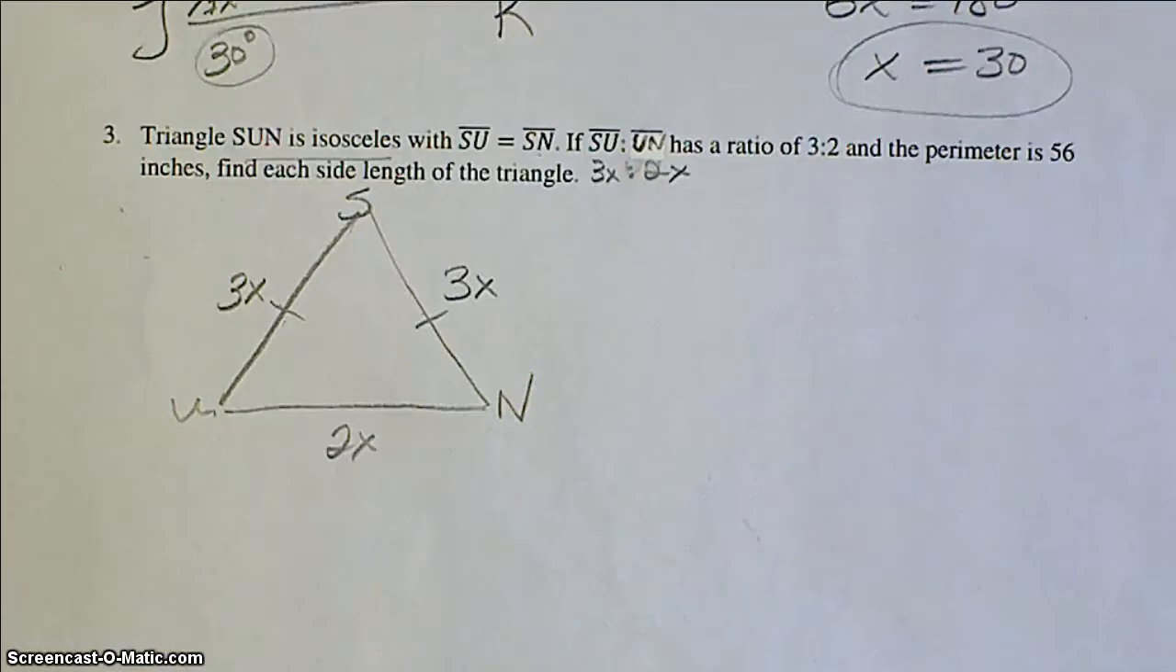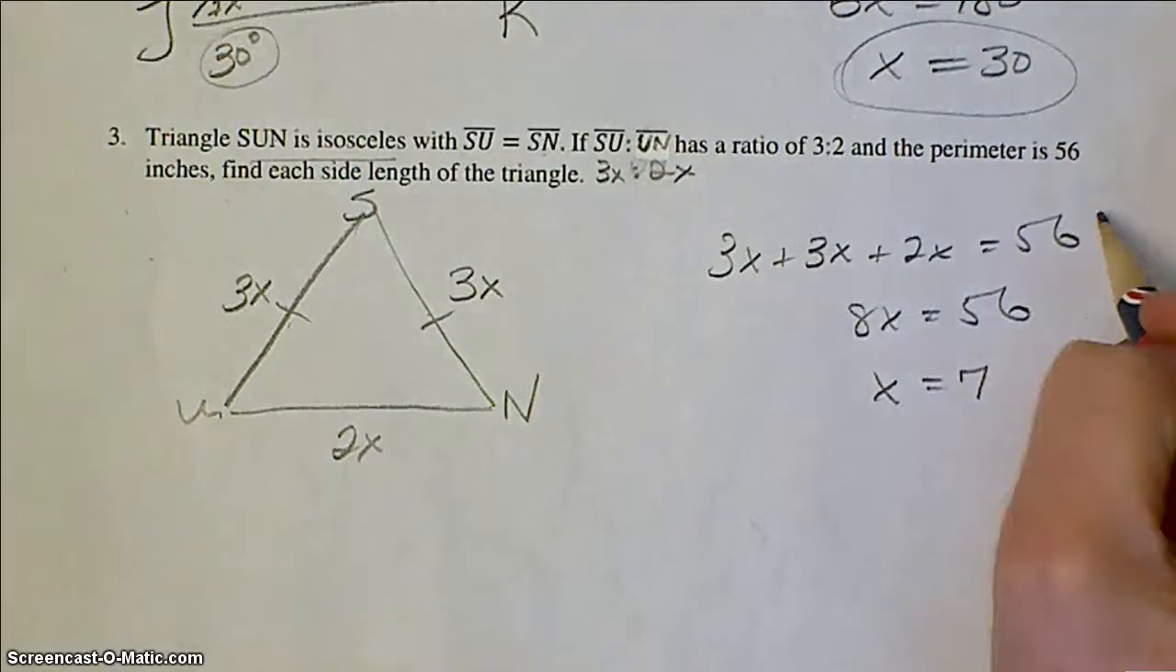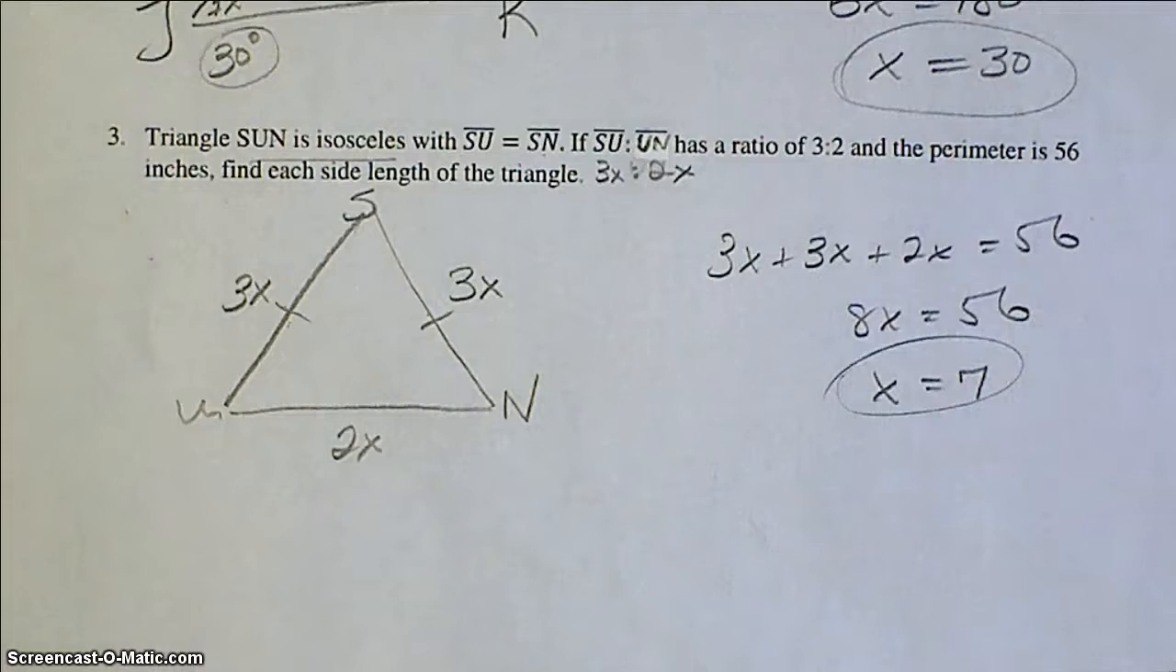See if you could pause the video to set up an equation if you know that the perimeter is 56 inches. Okay, so you should have something like this. The perimeter of any shape is all the sides added up equal to that perimeter. So that's how I got my first equation. Then I'm just solving. I got x equals 7. Now you want to plug that value in, find the side length of each side of the triangle.